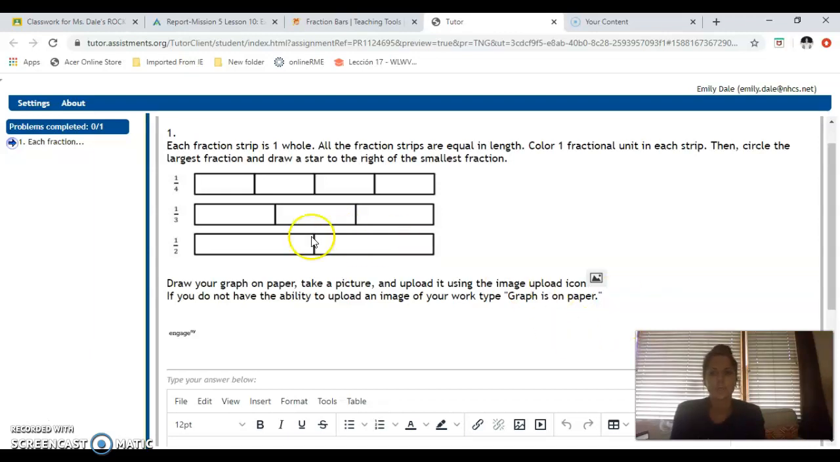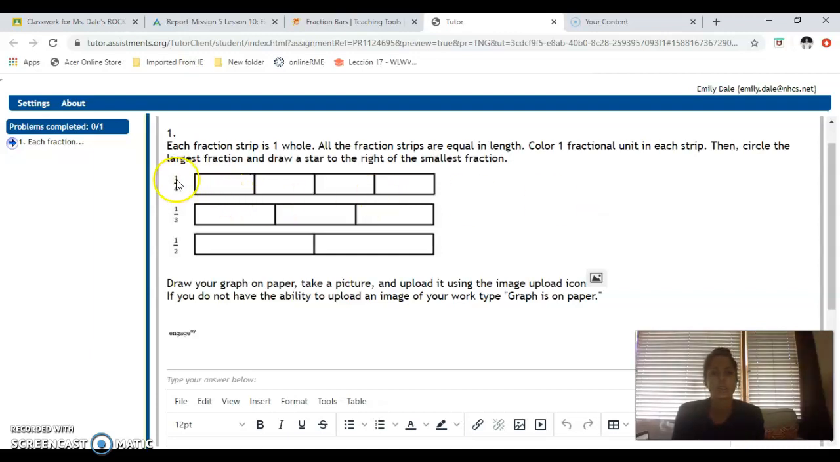So each fraction strip is one whole. This is question 1 from Lesson 10, right? Each of these is one whole. They're just split into different equal parts, which means they're different fractions, okay? So these are all fraction strips that are equal in length. It says color one fractional unit in each strip. One fractional unit would be like 1/2, 1/3, 1/4, 1/8, 1/16, 1/7. It's anything that's just comparing one unit. You're just talking about the one part of that fraction.